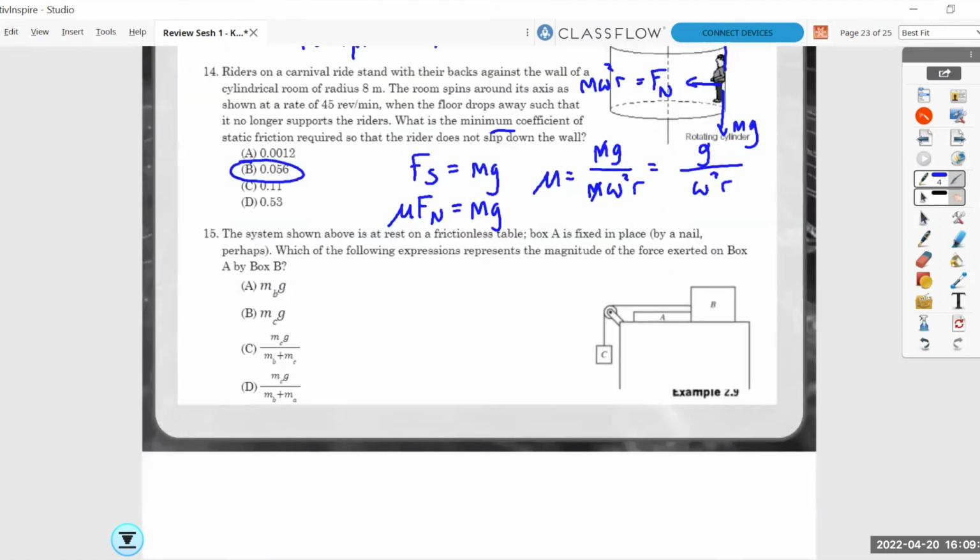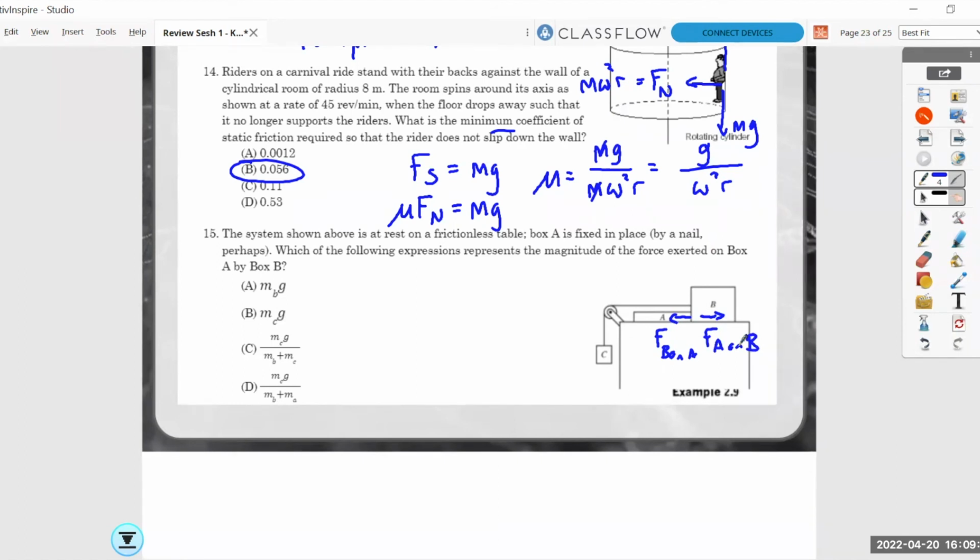Speaking of things that are less complicated than they look, number 15 is one that was actually from the forces exam a while back, and is surprisingly not that bad. So the system is at rest, and box A is fixed in place. Which of the following expressions represents the magnitude of the force exerted on box A by box B? Remember, because of Newton's third law, we can ask for what's the force of B on A. We can also ask for the force of A on B, and they'll have the same magnitude. Opposite directions, but the same magnitude.